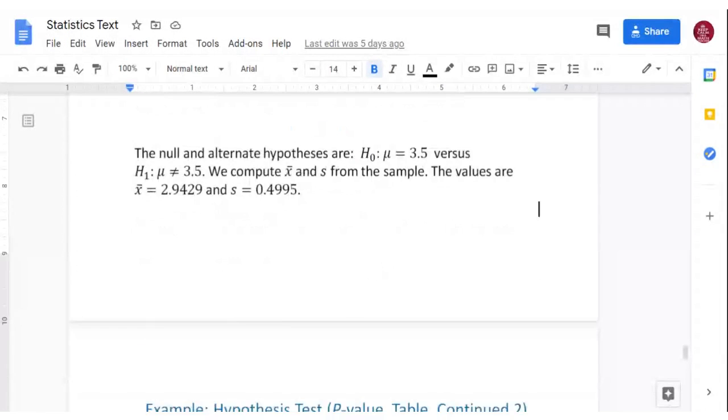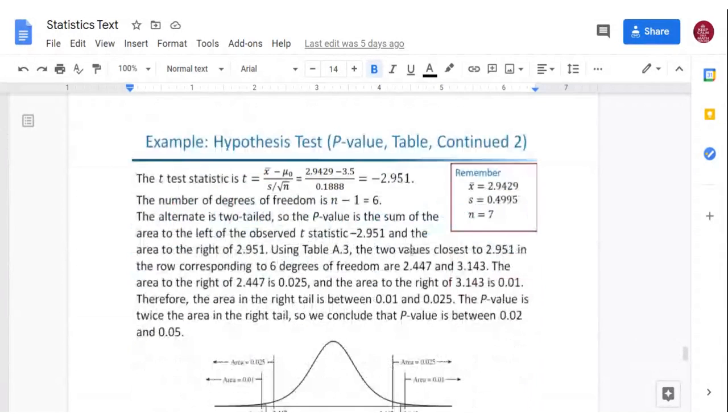All right. So now let's just calculate the t statistic. And it's calculated the exact same way as the z statistic. We're just going to have to deal with the t table. So 2.9429 minus the value we're testing. So this is our S. I'm sorry, our X bar minus the 3.5 divided by S divided by square root of N. So we've got now a negative value for a test statistic, negative 2.951.